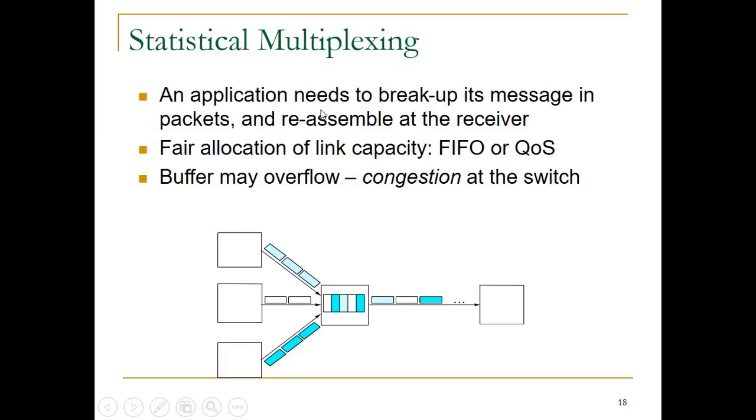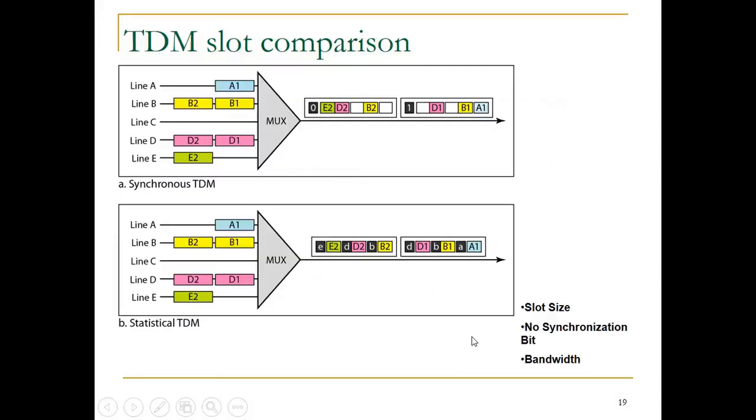The application needs to break up its message into packets and reassemble it at the receiving end. So fair allocation of link capacity is important, where strategies like LIFO or quality of service, sometimes even FIFO, can be adapted. Buffers may overflow, and that could lead to congestion at the switch levels. So here is an example of that.